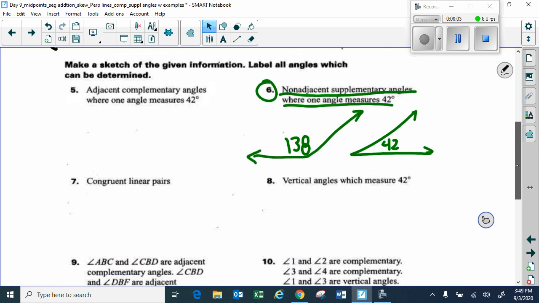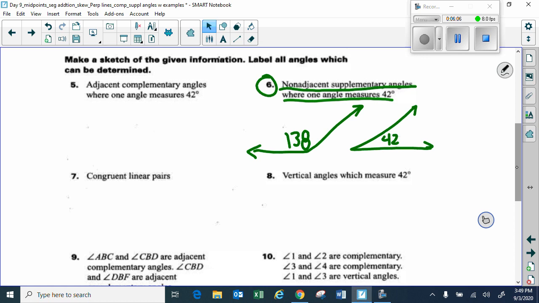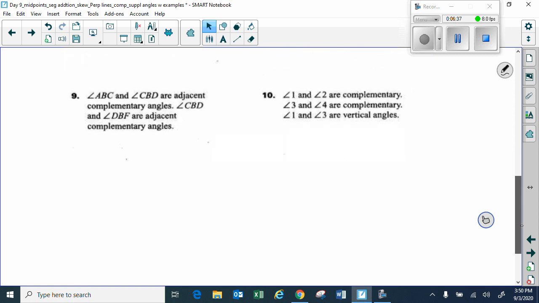All right, next group is we are drawing based off the given information. So I chose to do number 6. It says non-adjacent. That means not next to. Remember, adjacent means next to, so non means not. So it's not next to. They can't be touching. Supplementary angles means two angles that add to 180 degrees, where one angle is 42. So if one angle is 42, 180 minus 42 is 138. So one angle is 138, one's 42, and they cannot be touching. So you see they're not touching. So I went ahead and did that drawing. So that's what you're doing in this section, making drawings that satisfy these conditions.